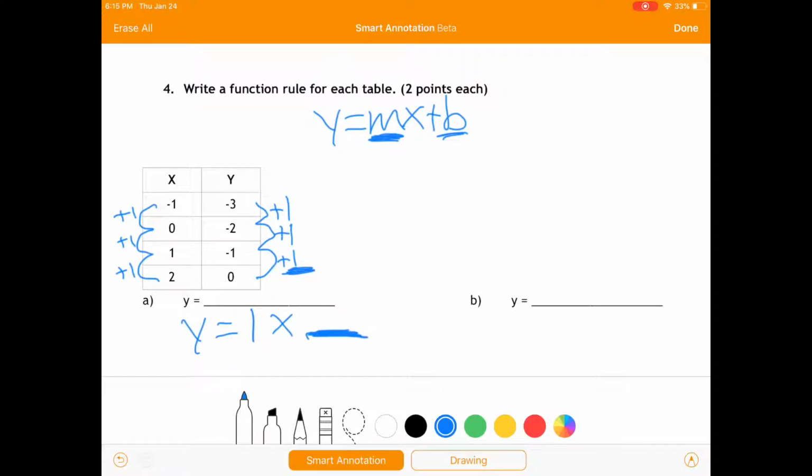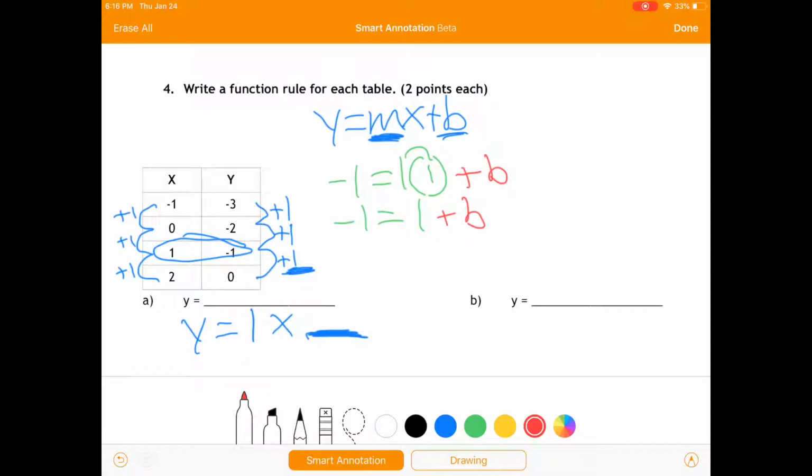So we're going to choose an ordered pair. I'm going to say 1, negative 1. I'm going to substitute that x in and the y in. So negative 1 equals 1 times 1, and then I'm just going to put plus b. So if I distribute the 1, I've got negative 1 equals 1 plus b.